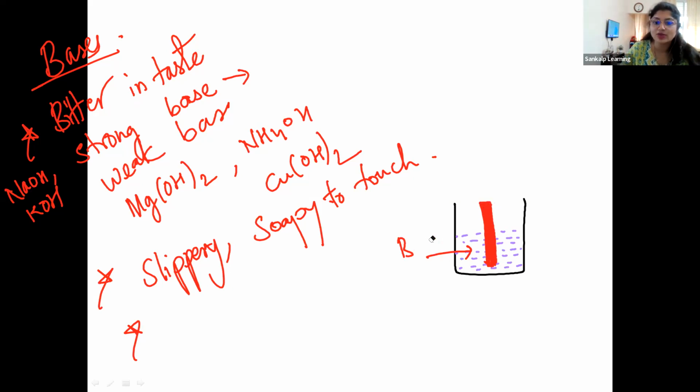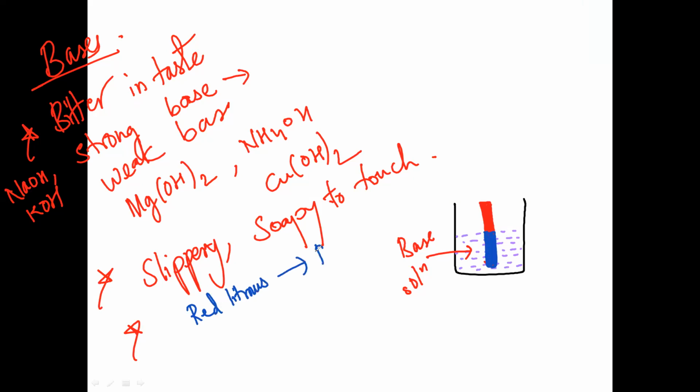I'll write it as base solution, not basic. Base solution is taken. Now I'm going to dip the red litmus. What will happen? The moment you add it, the portion which is dipped into the base will get converted into blue color. So it turns red litmus to blue.